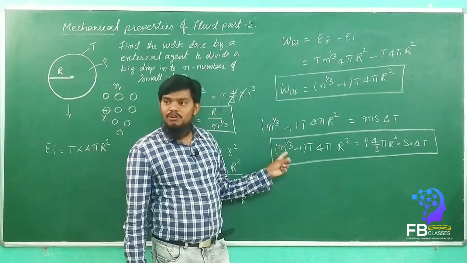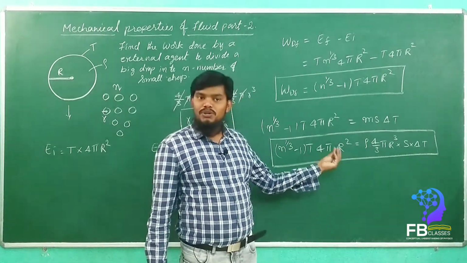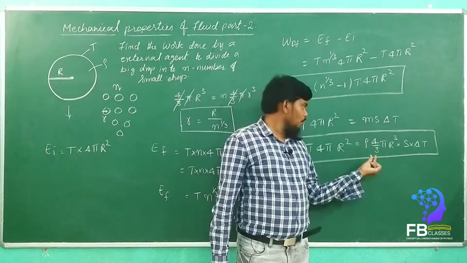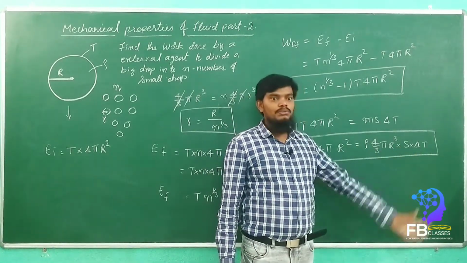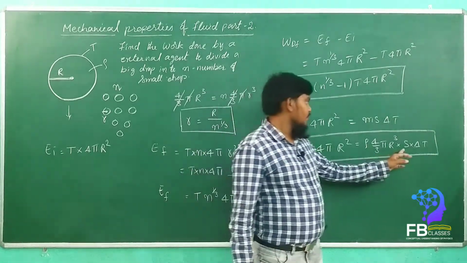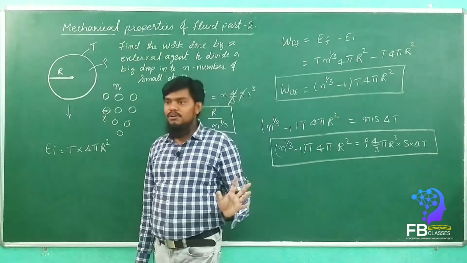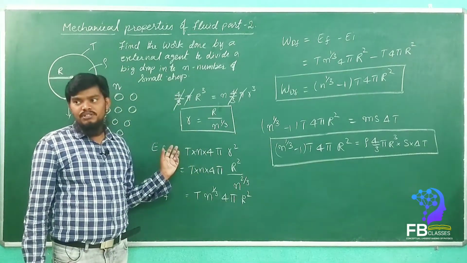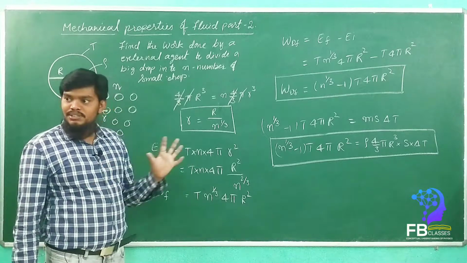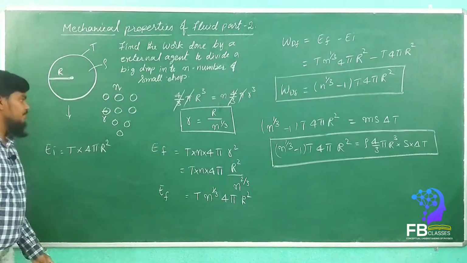That is n^(1/3) minus 1 into T 4 pi r square is equal to rho into 4 by 3 pi r cube into s into delta T. Okay, are you getting my point? Everyone, can you please make a note of it? Then we can go further. Do you have the conceptual understanding? Yes or no? Make a note of it, then we can continue.